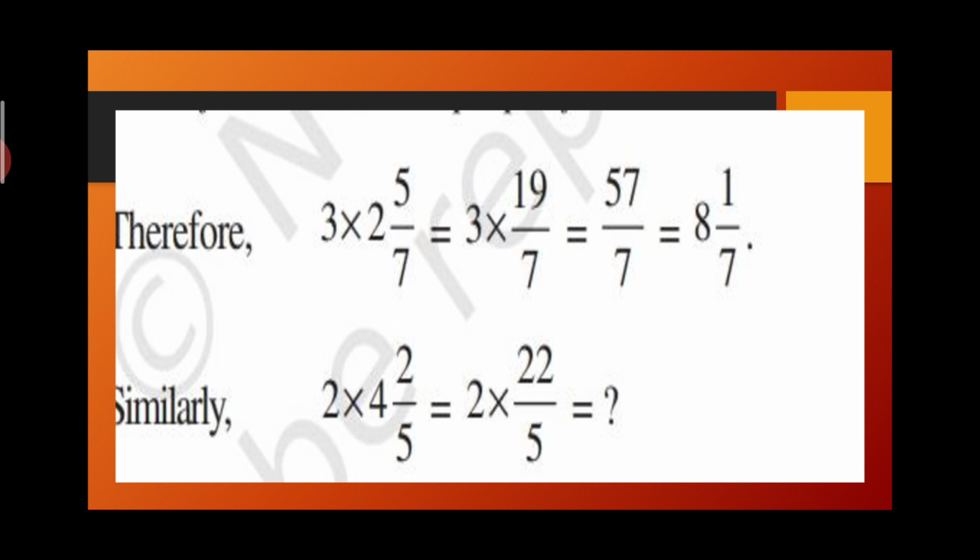Similarly you have to do the second part, that is 2 into 4 2 upon 5. As you can see, 4 2 upon 5 is again a mixed fraction, so you have to convert it into a simple fraction: 5 into 4 is 20, 20 plus 2 is 22. So you have written here 2 into 22 upon 5. Further, what can you do? You have to do 2 into 22. What is 2 into 22? It is 44, divided by 5. Okay.